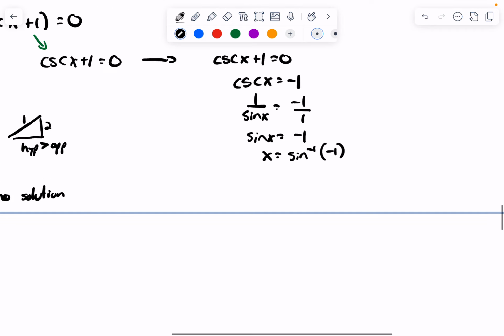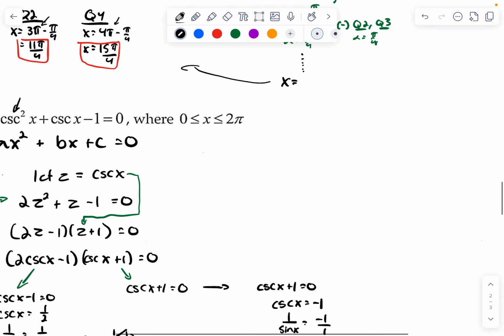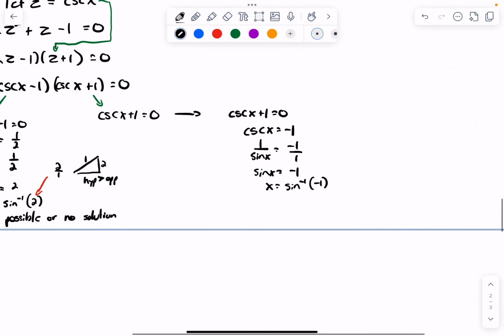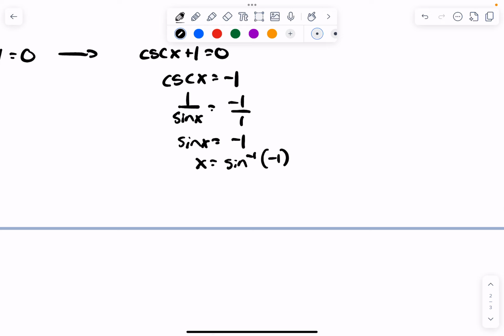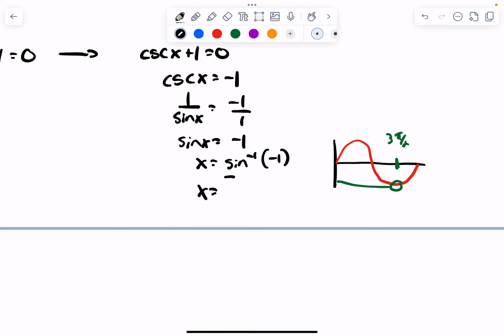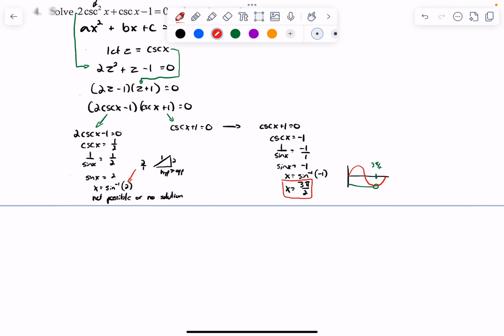What domain are we doing this in? I forgot. 0 to 2 pi. Okay, in the 0 to 2 pi domain, there's only one value that would result in sine having an output of negative 1, and that occurs right here at 3 pi over 2. So x is 3 pi over 2. Really, there is only one solution to this problem.